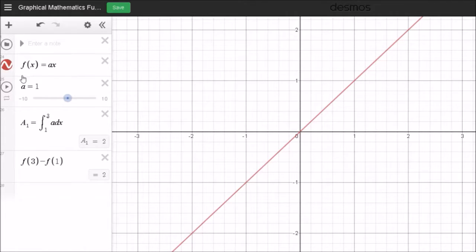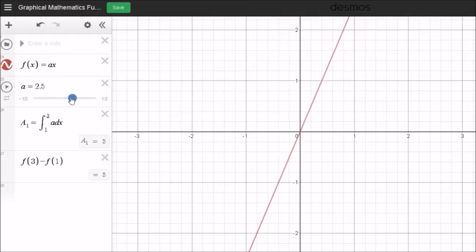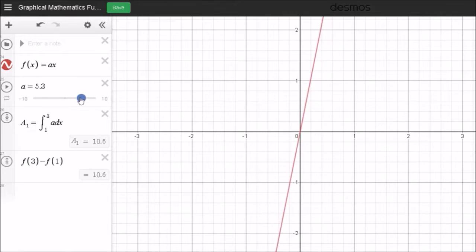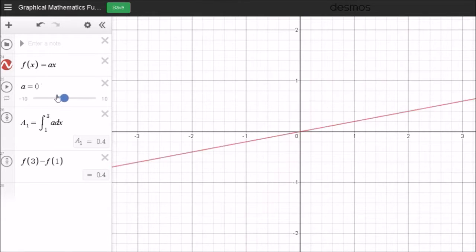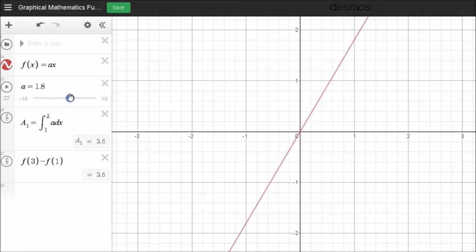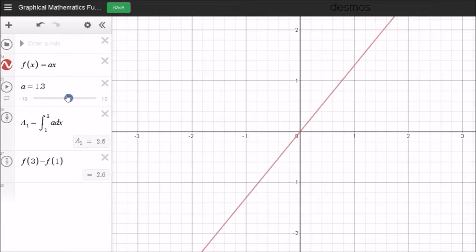So let's start off with this simple function, f of x equals ax. We've seen this function whenever we looked at the equations of straight lines. The value of a gives us the gradient. We could replace the a with an m and it would possibly be more familiar to us. We would have f of x equals mx. So as we change this value a, it changes the steepness of the line. It changes the gradient. So let's put it back to 1.